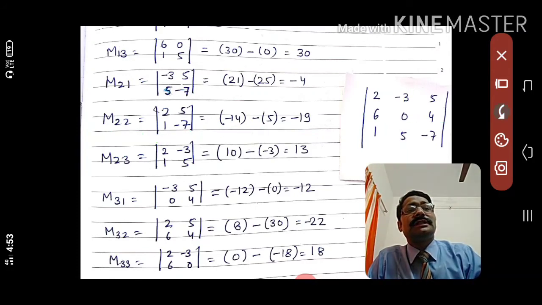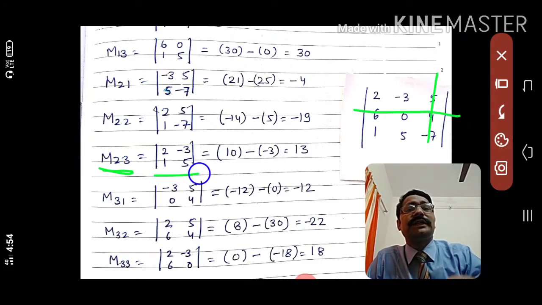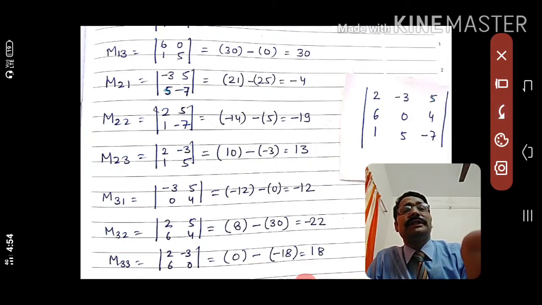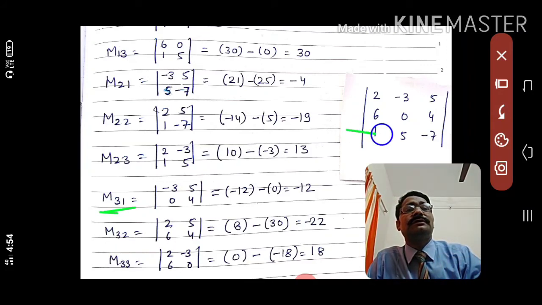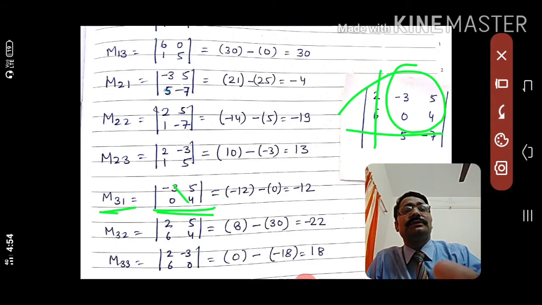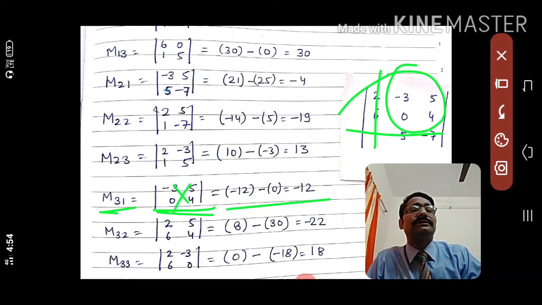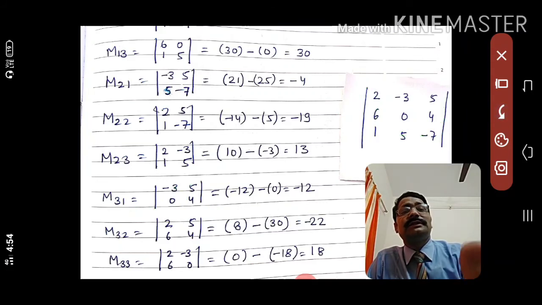Same as it is, you have to find the M23. M23 means second row and third column you will not take. So 2, minus 3, 1 and 5 will take, and that you cross multiply, you get 10 minus 3, that is equal to 13. Next we will find the M31. M31 means third row and the first column you will not take. So remaining elements we will take here, and that you will cross multiply, you will get 12 minus 0 equal to minus 12.